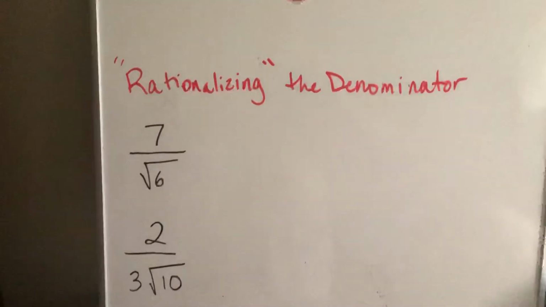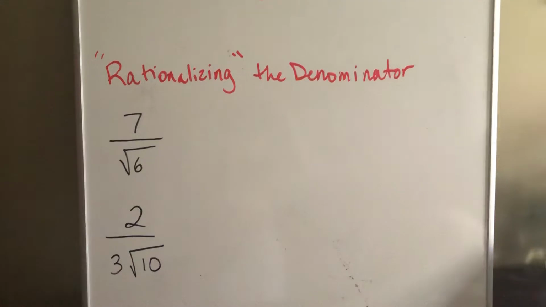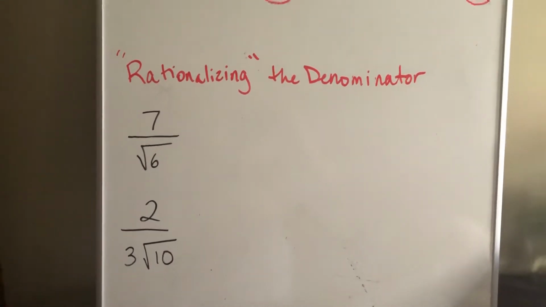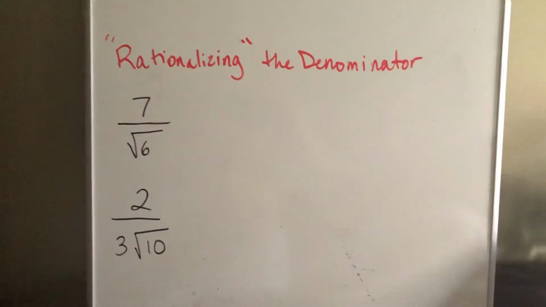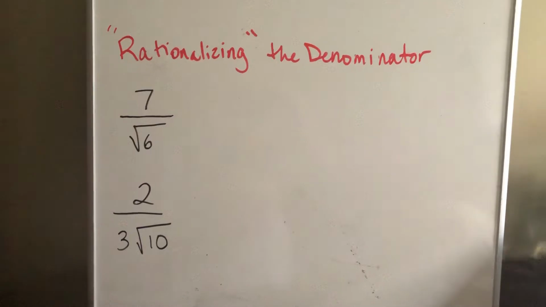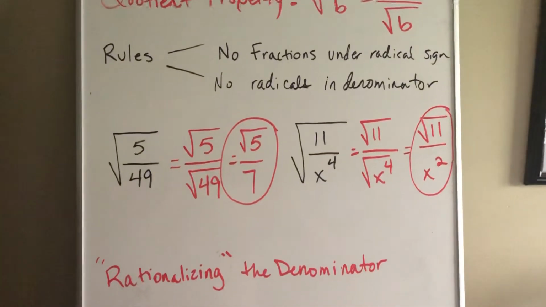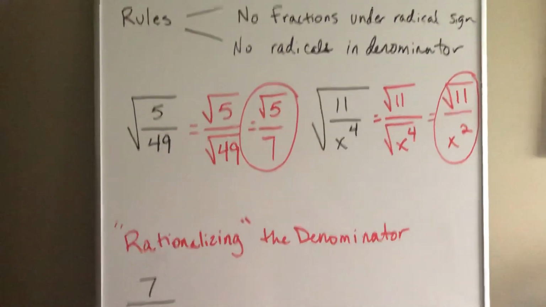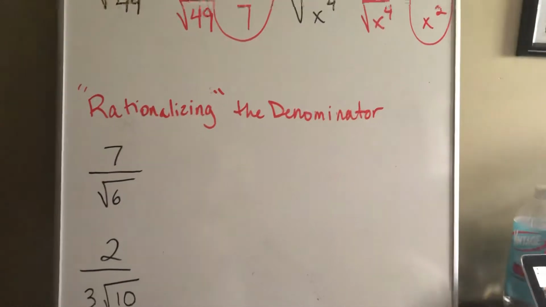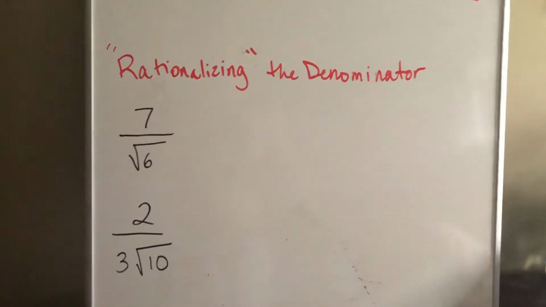The next step is tied in with this. This is going to be a process called rationalizing the denominator. Take a look at my first example, 7 over radical 6. So there's no fraction underneath a radical sign, but I have a radical in the denominator here. That's a problem for us. If I go back up, remember our rule number 3 was there's no radicals in the denominator. So the process is called rationalizing. Rationalizing is going to guarantee that I don't have a radical in the denominator.